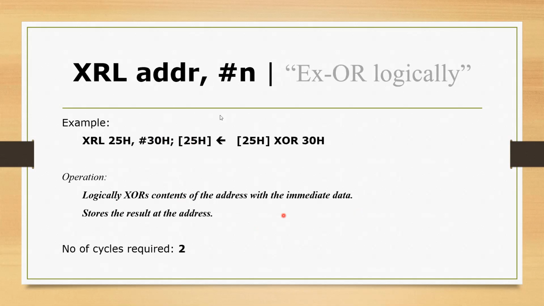So XRL address, comma, hash N. XRL 25 hex, comma, hash 30. Here hash 30 is the immediate value, and 25 hex is the direct address of the memory location. So the content of 25 hex is XORed with the value 30, and the result is stored in the 25 hex memory location.